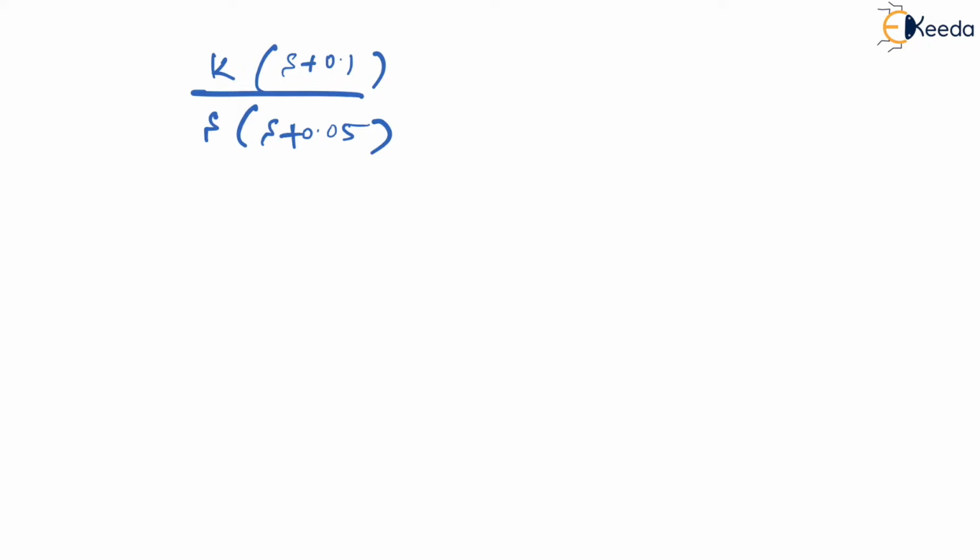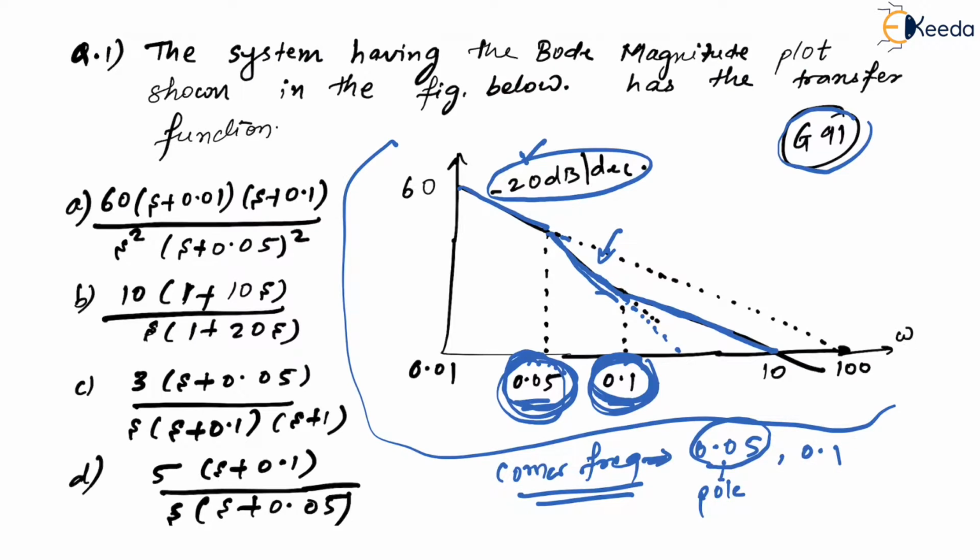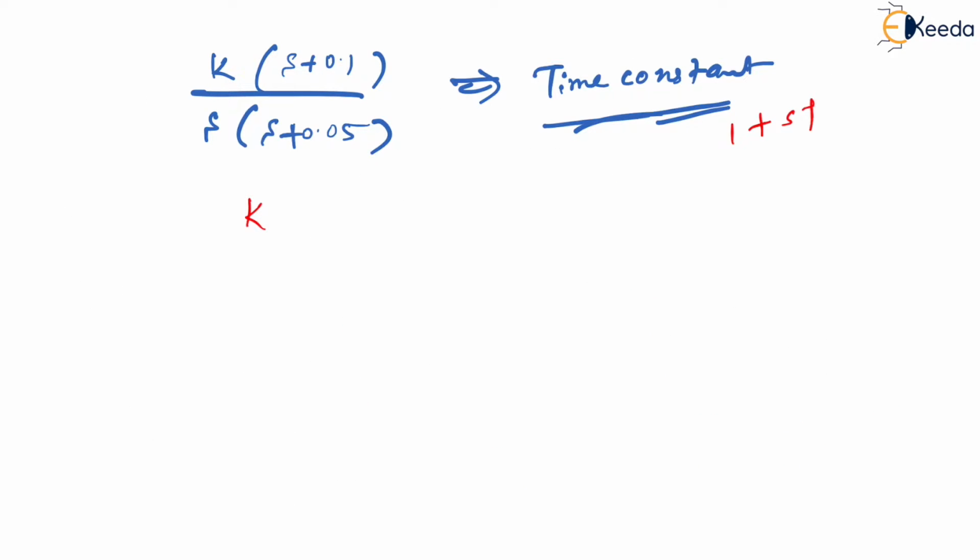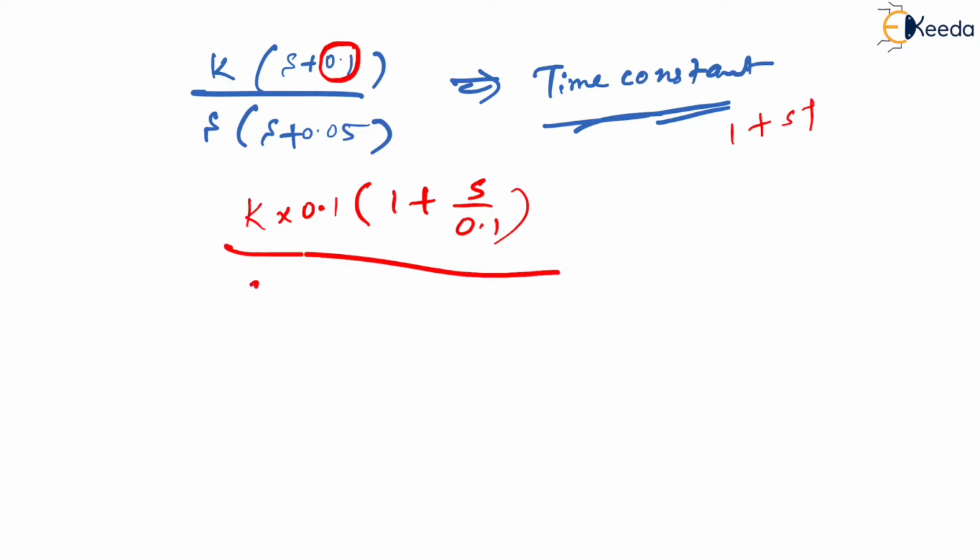Okay, let me tell you how we do that. If you remember, we used to show this in time constant form, correct? So I will try to show this in our time constant form. How do I do that? Definitely this is k. Time constant form means the 1 plus s form, so this 0.1 has to become 1, which means let me take out 0.1. Inside, what is left is 1 plus s by 0.1.